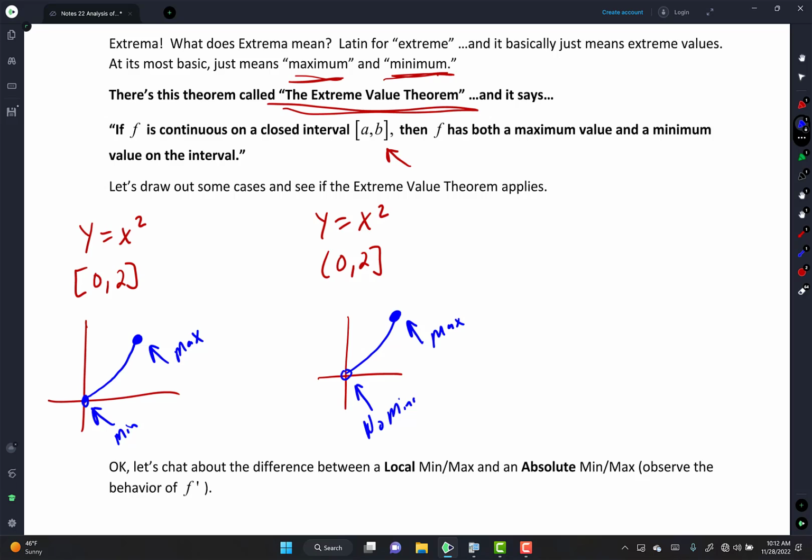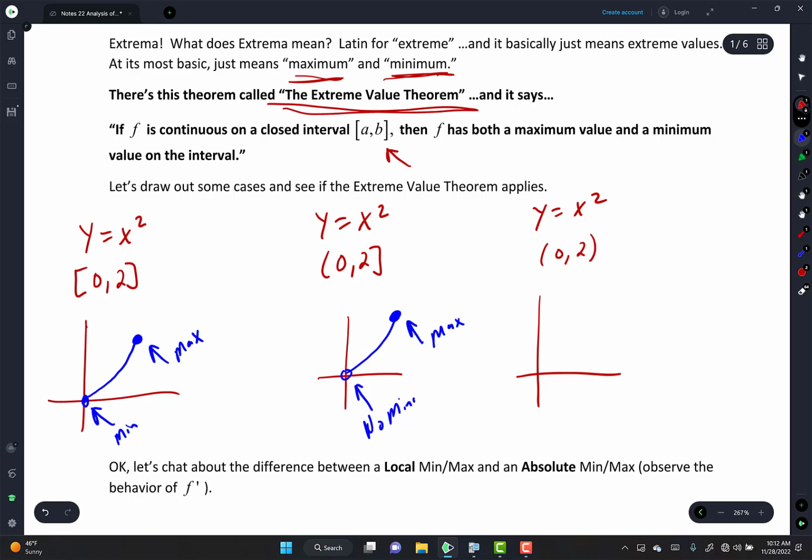All right. y equals x squared. And notice that this time my domain is 0 to 2, and I do not have a bracket on any of them. Open circle, open circle. Do I have a min? Do I have a max? Correct. No min, no max.